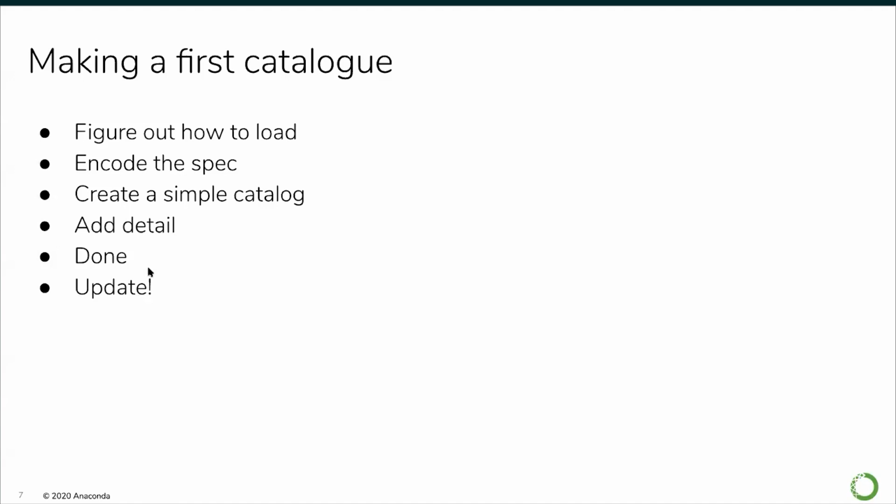Oh, but we can update it, which is very convenient. So here we had a CSV file. Maybe we decide to save a version of this in Parquet so that it's going to load more efficiently. We can do that, but still reference the same catalog file, and it will be transparent to the user.